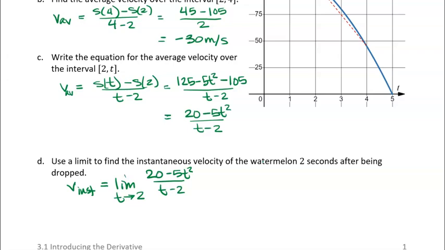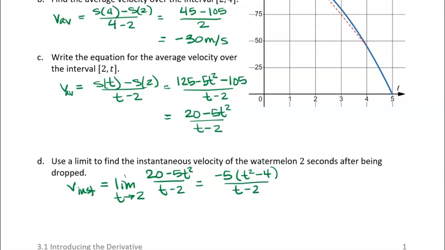Now, as t goes to 2, the denominator goes to 0. So it's undefined at 2, but we're going to sneak up on it. All right, so we need to see if we can simplify this expression somehow. So I'm going to factor the numerator. I'm going to factor out a -5 just because I like my quadratics to have a positive leading coefficient. If I factor out a -5, then I'm going to put the t squared first: t squared minus 4. That's the same thing. And the denominator is still t minus 2.